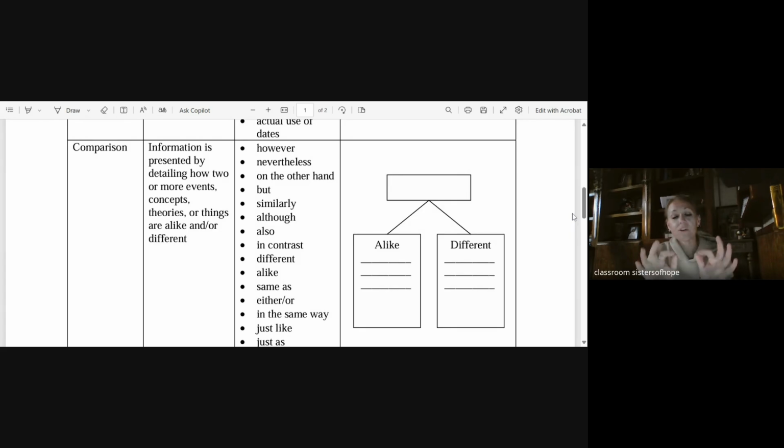But if you start seeing those words repeated over and over again, then in your mind or on your sheet of paper, you can start taking those two things that it's talking about and think, okay, this is something they have in common. This is something that makes them different. And that will help you when you get to the questions, because the questions are going to ask you similarly about similarities and differences.